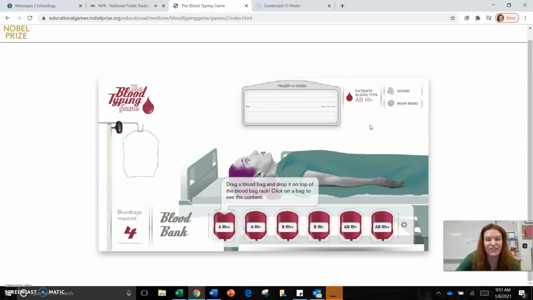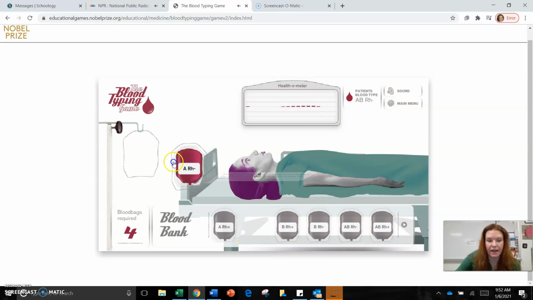So I can't give her anything that has a positive on it because her body has never seen these Rh proteins and would freak out. So can I give her A positive blood? No, because it has a positive. Can I give her A negative blood? Well, her body has seen the A's before because she's got A's. And it's not positive, which is what she is. So yeah, I can give her this one.